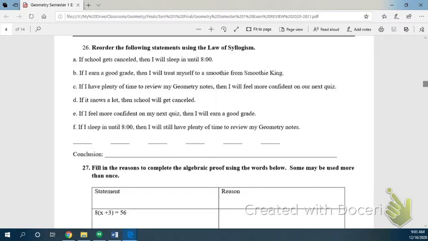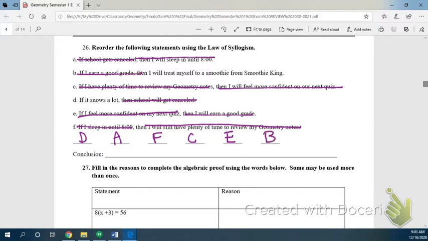If you start with D, it says if it snows a lot, then school will get canceled. If school gets canceled is on A, so we have D, then A. Then I will sleep until 8 a.m. We just saw that one on F. If I sleep till 8 a.m., then I'll have plenty of time to review my geometry notes. If I have plenty of time to review my geometry notes is next on C, then I'll feel more confident on the next quiz, which goes to E. Then I will earn a good grade, which goes to B. And then finally it ends with, I will treat myself to a smoothie at Smoothie King.